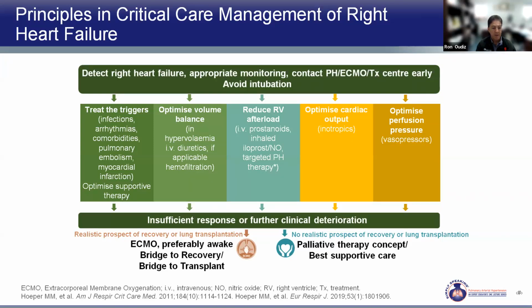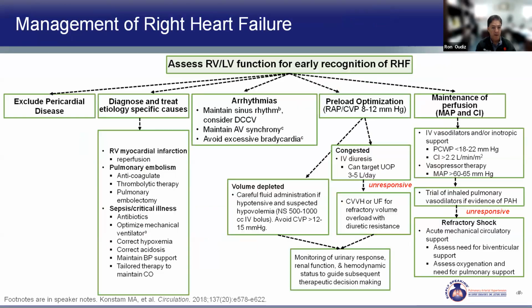There is talk here about ECMO, preferably awake, bridge to recovery, bridge to transplant. If there's no realistic recovery prospect or lung transplantation is not an option, palliative therapy idea here is goals of care, et cetera, and the best supportive care you can. You can get them out of the hospital sometimes, even if there's no prospect of the long-term fantastic recovery that you would hope for. But sometimes you can keep these patients going, particularly with the quadruple treatment armamentarium that we talked about up in the first section of this talk.